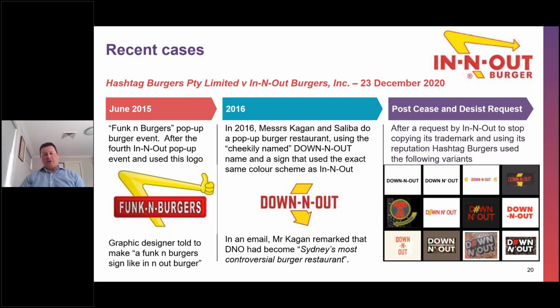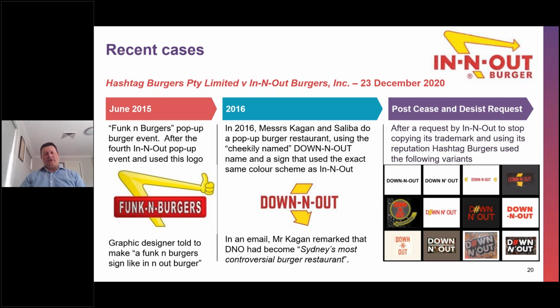You look at the Funkin Burgers logo and it's the same colour, and again, a very dynamic, not an arrow, but a thumbs up indicator. Clearly very similar. But one of the key things in this case was email correspondence between Messrs. Kagan and Saliba and the graphic designer, where they actually said to the graphic designer, make a Funkin Burger sign like In-N-Out Burger. So very clearly, there is an intention here to copy or imitate In-N-Out.